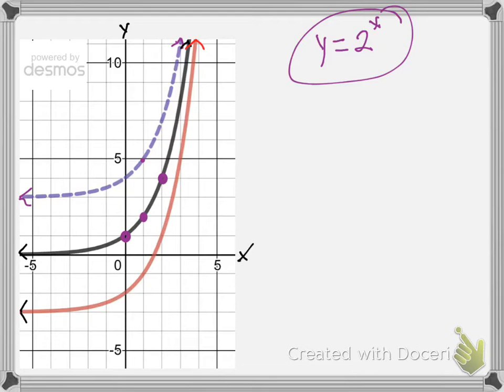Because the purple graph is 3 spaces above where it should be, that asymptote has been shifted 3 spaces up. Each one of the points has been shifted 3 spaces vertically. Your equation for the purple graph is going to be y equals 2 to the x, but then we have to say plus 3 on the end. This is saying that we're taking that graph of y equals 2 to the x and we're just moving it up 3 spaces.